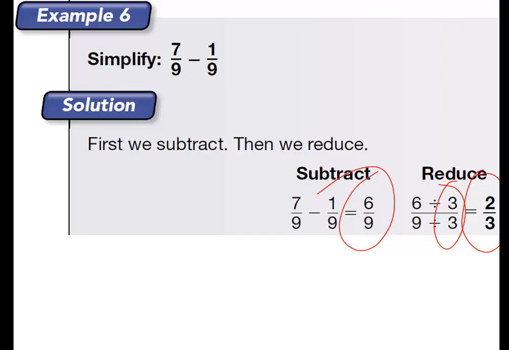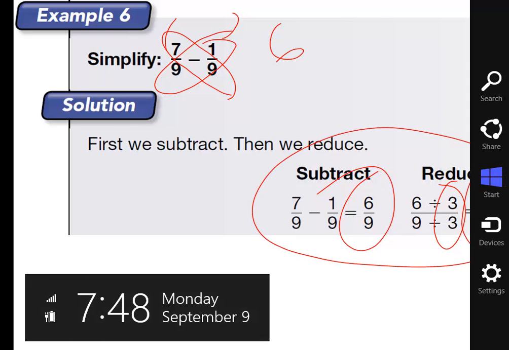Could we have used our butterfly method on this same problem? I think we could have. Could have done the same thing. Might have been a little bit harder. It's a pretty easy one to do. 7 minus 1 is 6. Could have done it that way there. I like this simpler method right here.